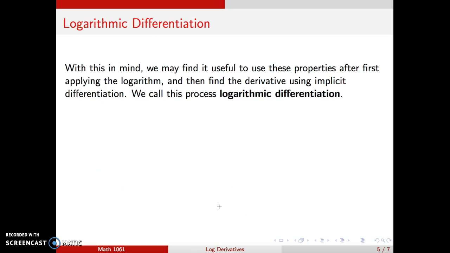Keeping that in mind, that's basically the idea behind this new method we're going to talk about called logarithmic differentiation. The idea is you want to be able to apply logarithm properties. And if the logarithm's there, then you just do it. But if it's not, you can bring it in and then use implicit differentiation and figure out your dy dx.